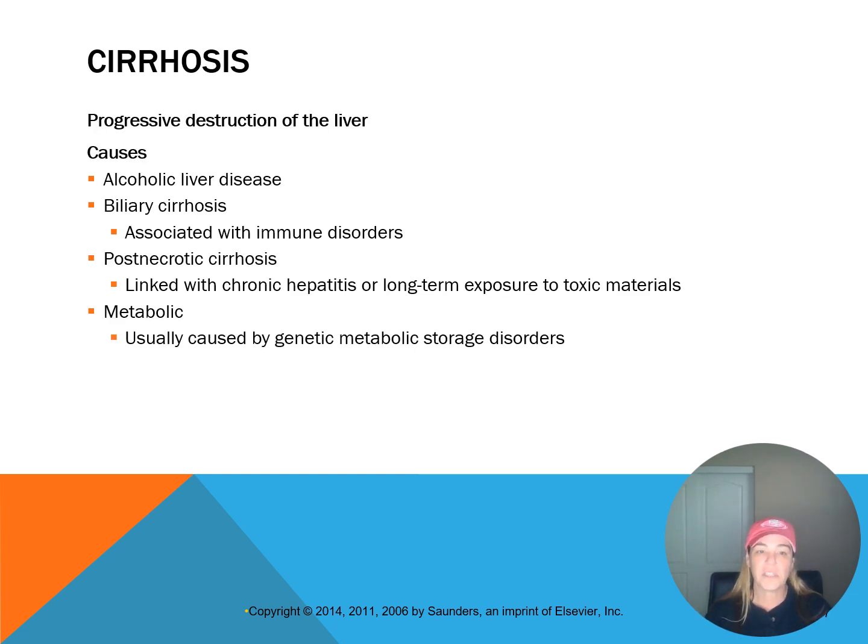Cirrhosis is a progressive destruction of the liver, most commonly seen in alcoholic liver disease. Also biliary cirrhosis, post-necrotic cirrhosis, and metabolic. So there's a couple different causes of cirrhosis. Basically, it's pretty much the degeneration of the liver.